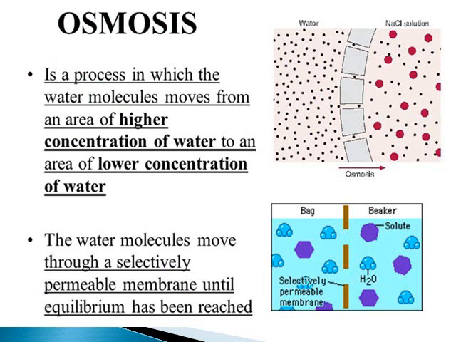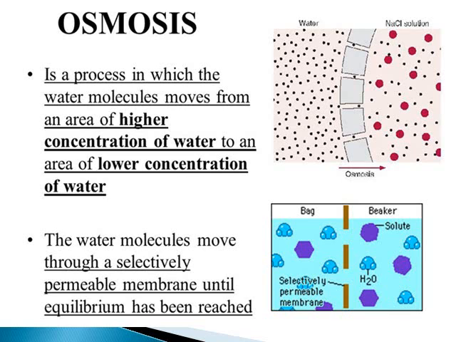Now the next topic, which is osmosis, is a process in which water molecules move from an area of higher concentration of water to an area of lower concentration of water. Osmosis is also a special type of diffusion. In diffusion, I've explained that there is a movement of molecules like solids, liquids or gases. This can move from one place to another, and there is no utilization of energy. But osmosis typically refers to the movement of water. In this topic, we will discuss only the movement of water molecules.